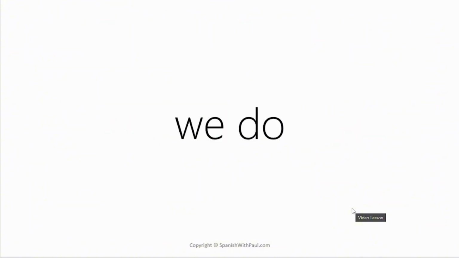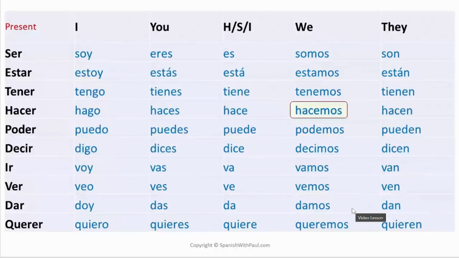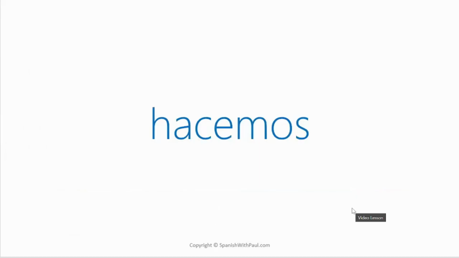Let's find the sound for we do. So we're back in the present tense. The angle of we is here, and to do is hacer. So we have the sound of hacemos. Hacemos, we do or we make. How would you say we do it?